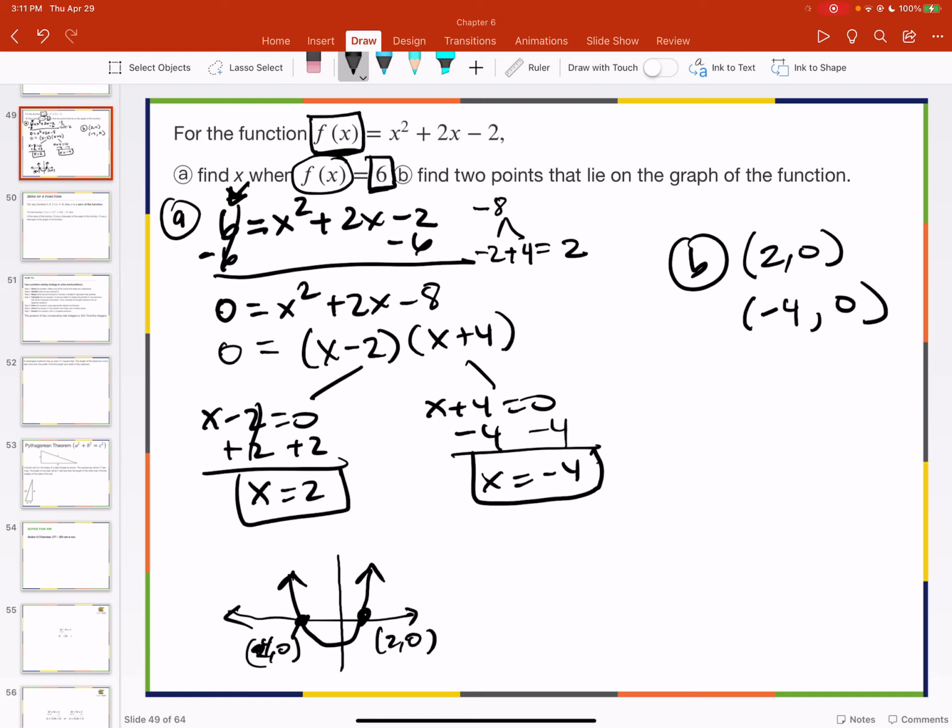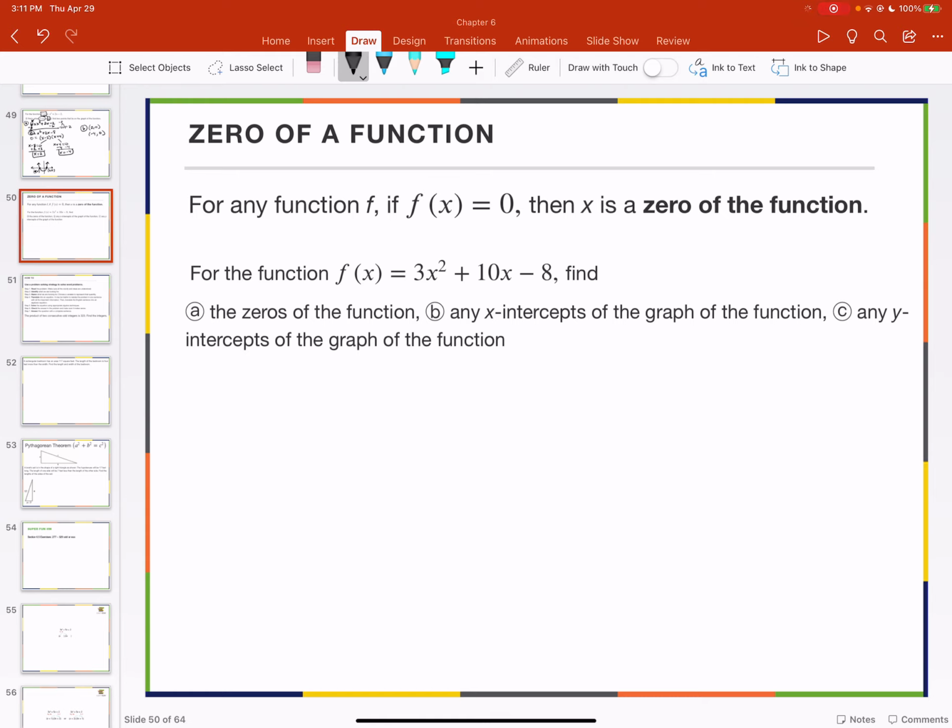Again, that's because of this here, right? We set it equal to 0. Okay, so that leads us to this next definition. Zero of a function. For any function f, if the function itself is equal to 0, then the value of x that makes that function 0 is called a zero of the function. Don't get confused, in the sense that the x itself is not always necessarily 0. It means the value of the function is 0, okay?